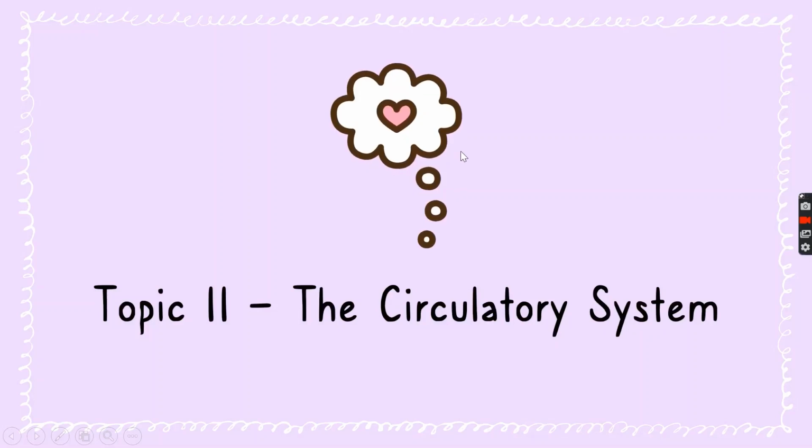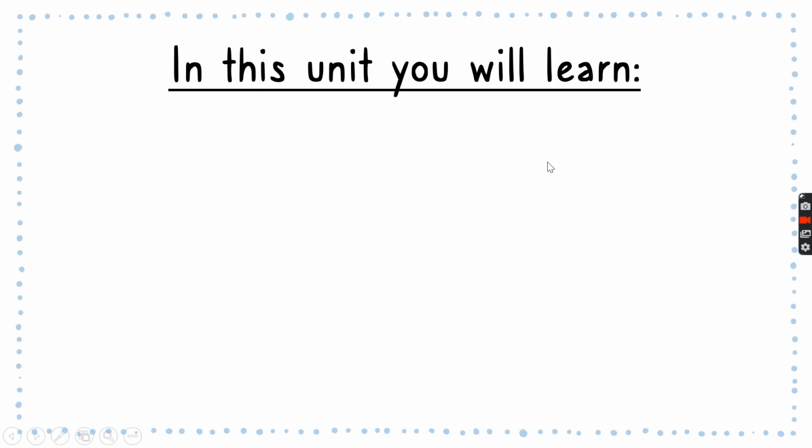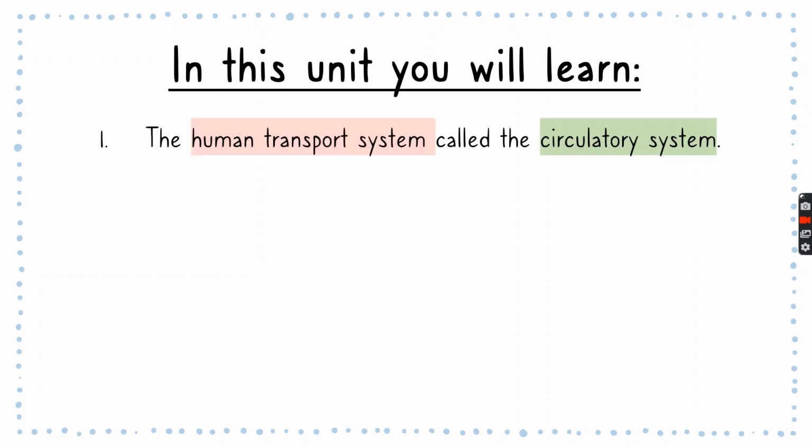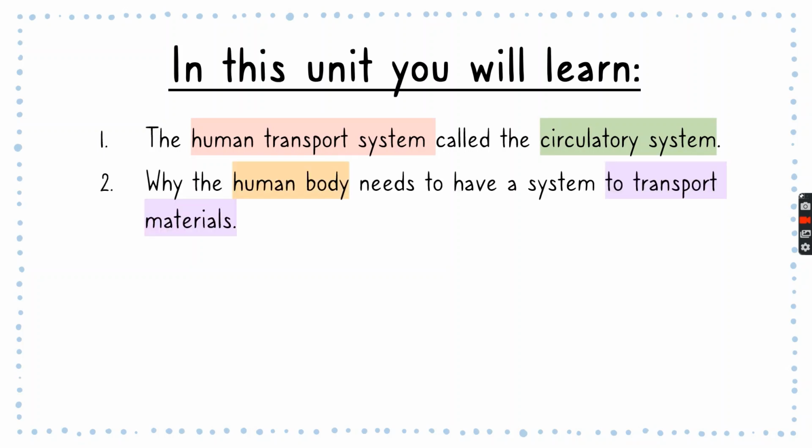Good morning, everyone. Today we are going to cover topic 11, the circulatory system. In this unit, you will learn number 1, the human transport system called the circulatory system. Number 2, why the human body needs to have a system to transport materials.